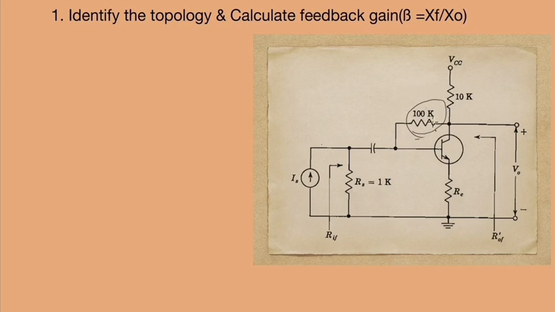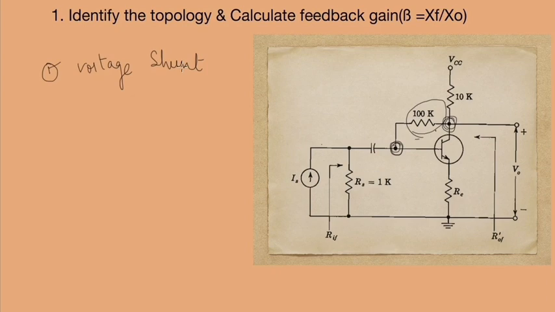Now, once we have identified the feedback component, we have to see its connection at the input and output side to identify the topology. You can see here this 100K is connected to the output voltage, right? So, we are sampling voltage from the output side, and both the terminals of this feedback component are not in the input circuit. Only one terminal or one node is at the input side. So, the topology is not a series topology but a shunt topology. Thus, we can conclude from this discussion that the topology here is voltage shunt.